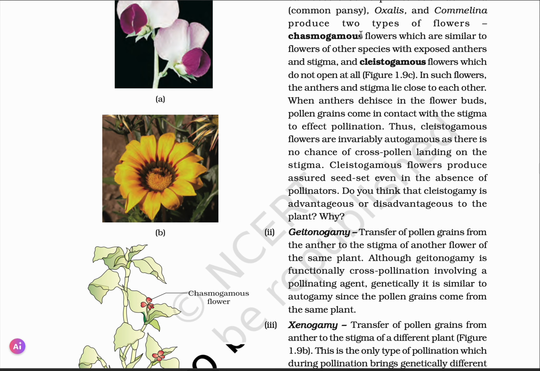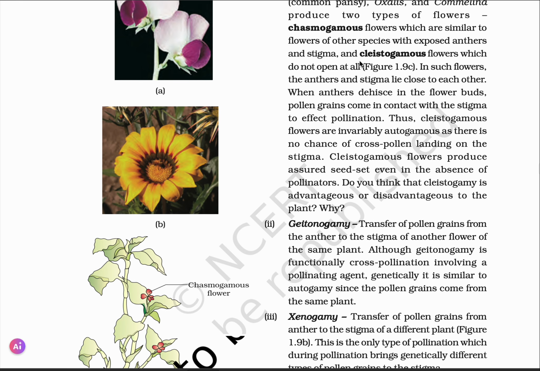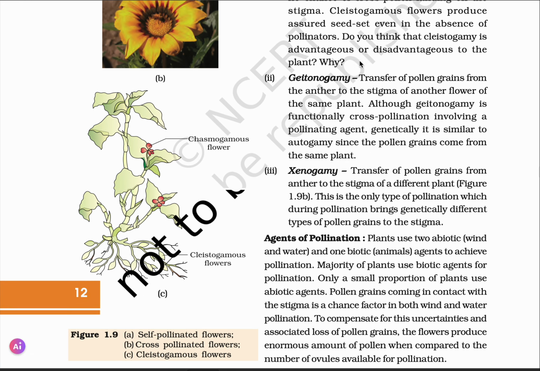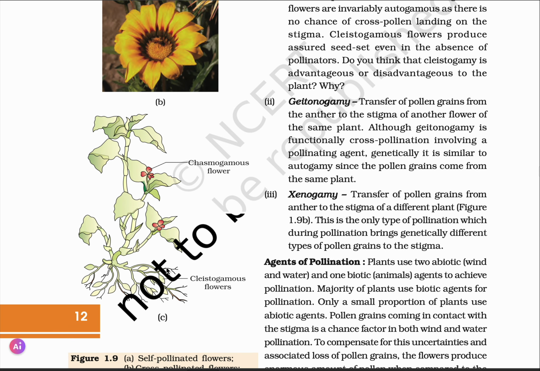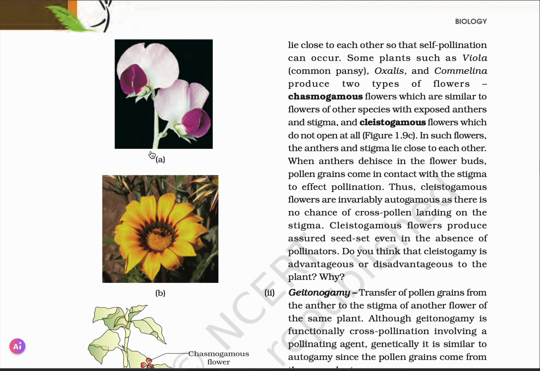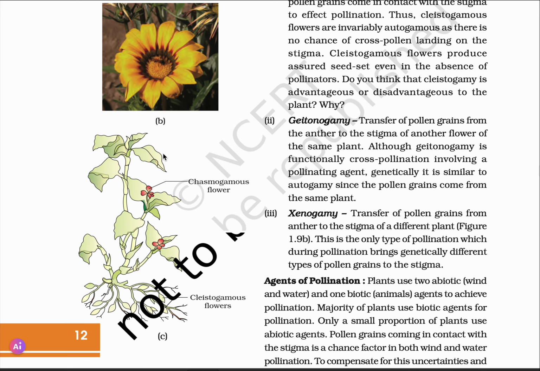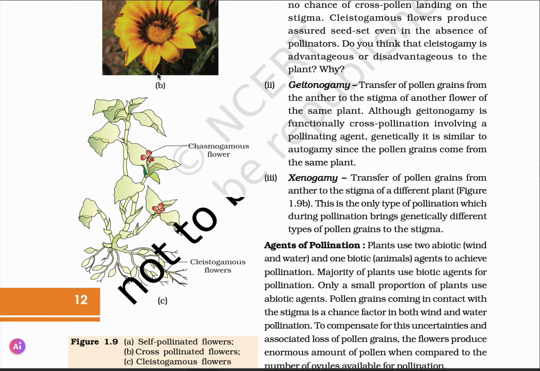So there are two types of flowers they produce: the chasmogamous flowers, which open like regular flowers with exposed stigma and anther, while there are also cleistogamous flowers, which do not open at all. So this is an example of cleistogamous flowers. This is an example of common pansy, viola, and this is an example of a cross-pollinated sunflower.